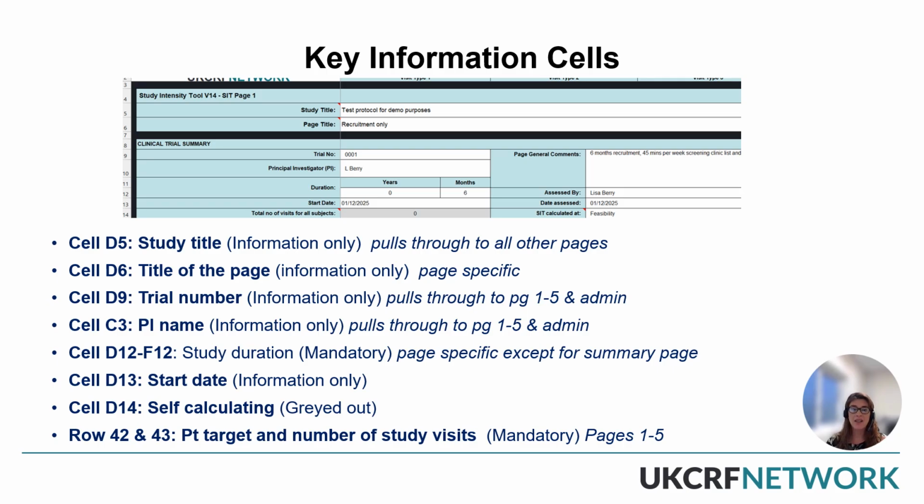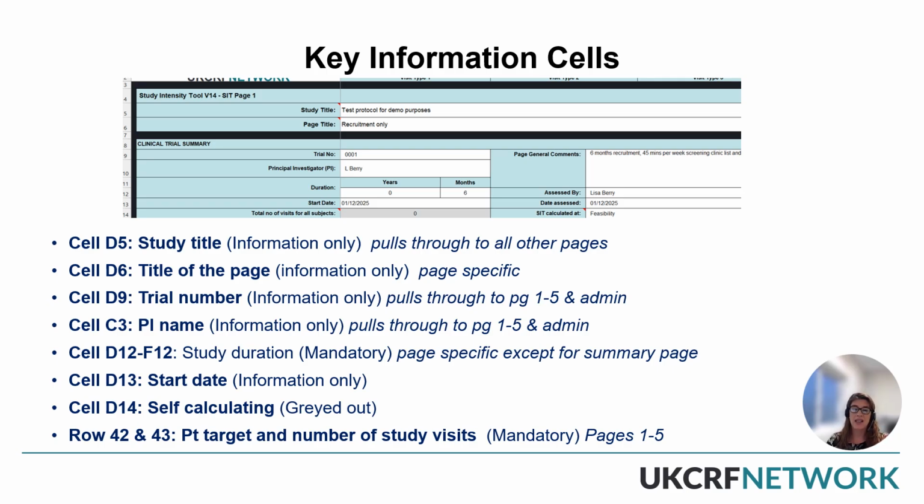Cell D9 is your trial number, your internal identifier for the study. It's information, but it will pull through to pages 1 to 5 and the admin page. Now we've got the PI name here. Again, it's information, but it will pull through to pages 1 to 5 and the admin page. Now we've got the study duration. Now this is mandatory. It has to be entered for the SIT tool to calculate properly.